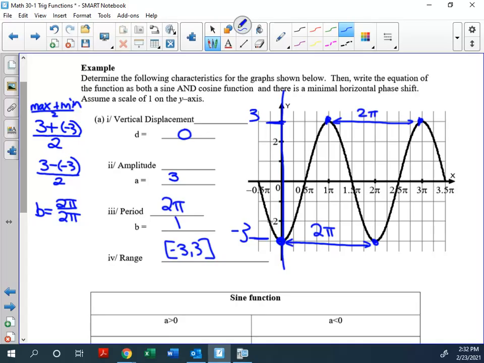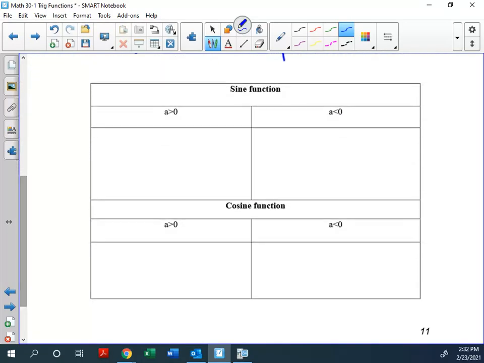Can you see that that is a cosine that's reflected? Cosine normally starts at the maximum, right? So when I look at this graph, I go, that's a negative cosine graph. So for me, I would jump to my negative cosine and say, I like this to be negative.